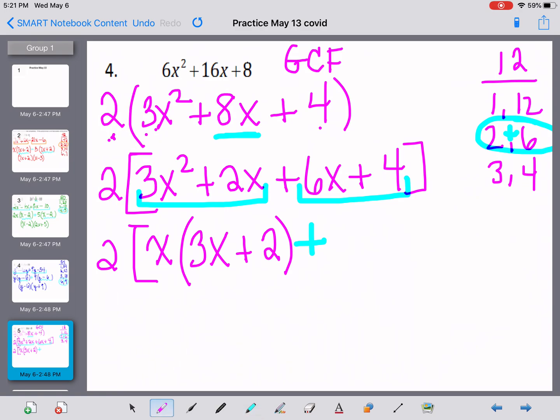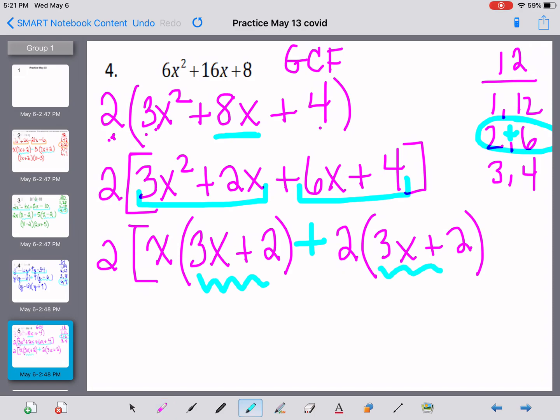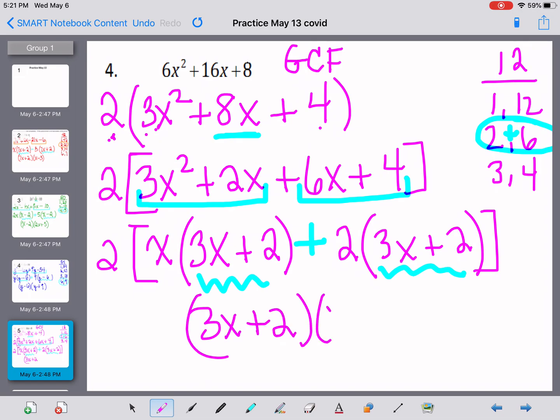And the greatest common factor between 6 and 4, the biggest number that divides into both 6 and 4, is a 2. And when we factor it out, 6x divided by 2 is 3x. 4 divided by 2 is 2. And now what we see is we've got 3x plus 2 in each group. So we have 3x plus 2, we have our x plus 2. But again, when we started out, we had a 2 out there as our greatest common factor.